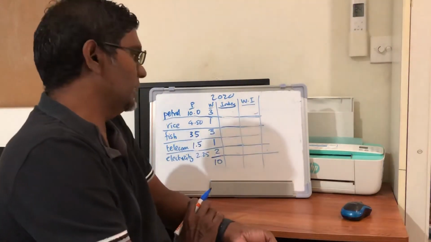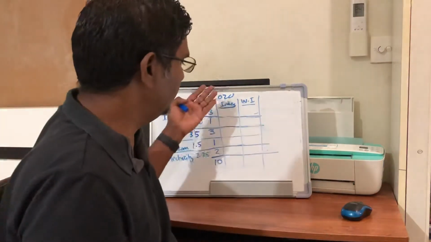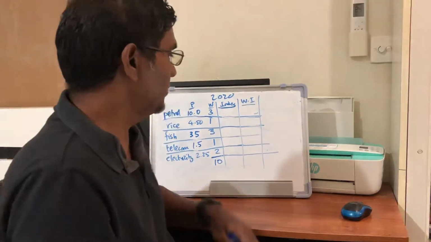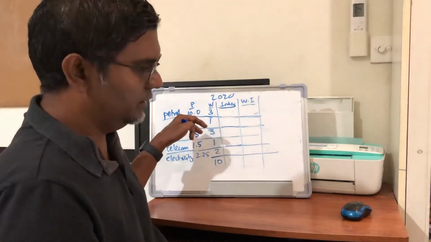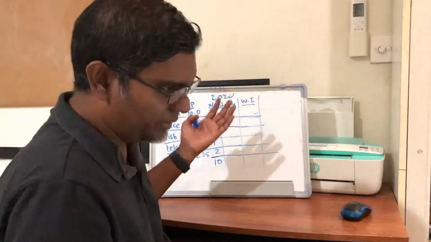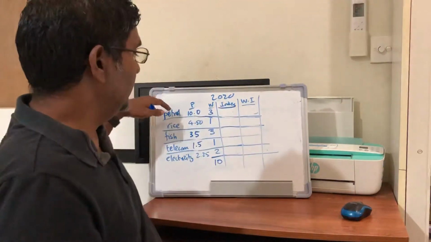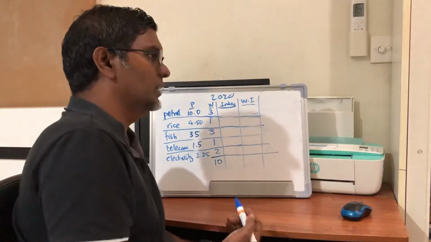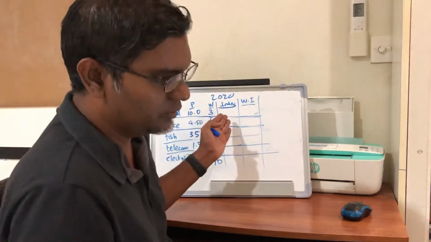So remember, in the base year I said that the index of all the goods and services will be equal to 100. So when the price of petrol was 10.5, the index was 100. So here we have to calculate the new index. So when the price was 10.5, the index was 100.